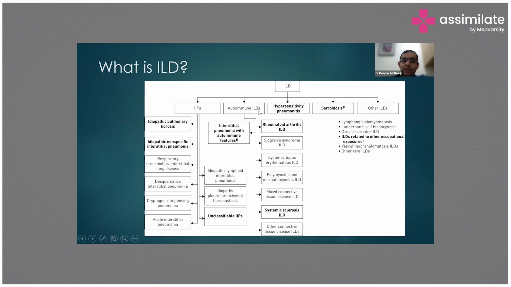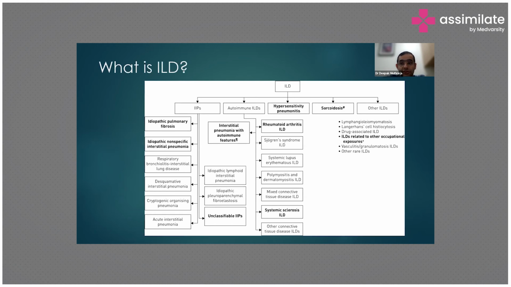Then you have autoimmune ILDs. In autoimmune ILDs, again, it is divided into two types, where you are able to know which autoimmune disease the patient is having, like rheumatoid arthritis, Sjogren's, SLE, polymyositis, dermatomyositis. Then you have mixed connective tissue disorder ILD, systemic sclerosis ILD, other connective tissue diseases which are associated with ILDs. Then you have interstitial pneumonia with autoimmune features. These are again a gray zone where these pneumonias are having features of autoimmune diseases, but they don't fit under a complete diagnosis of a CTD-ILD.